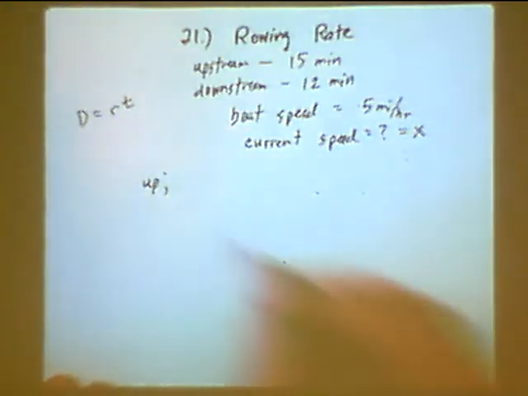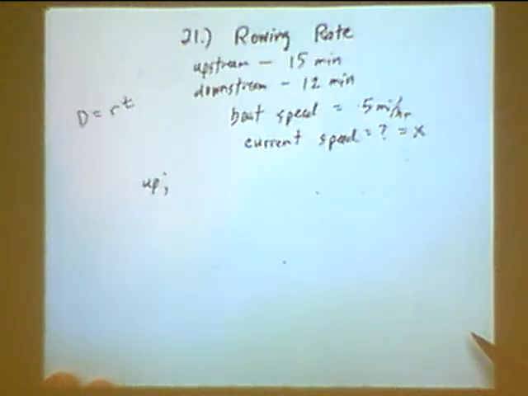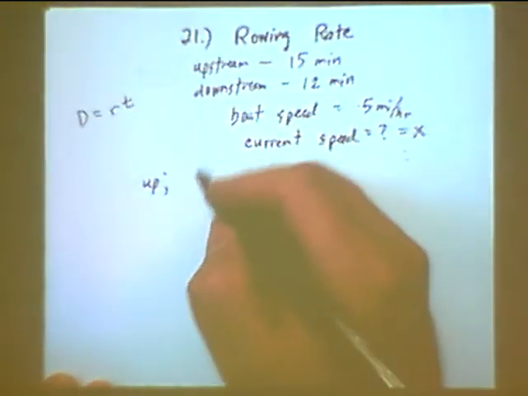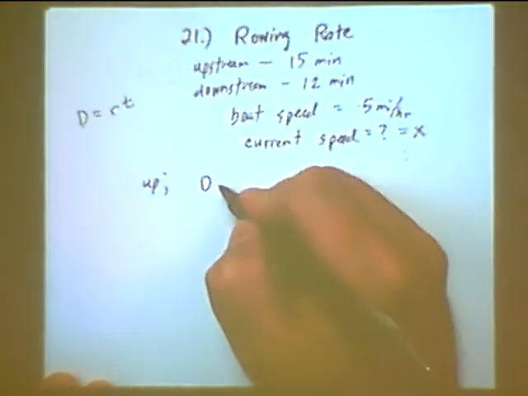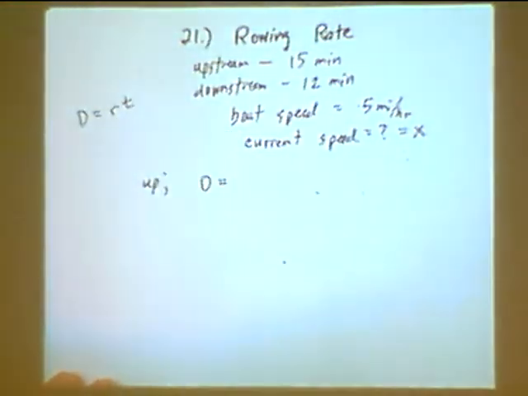So let's first look at when we're going upstream. Let's see, do we know the distance that he traveled when he went upstream? No, we do not. So I'll just call that D. I don't know what that is. Now, do we know the rate or the speed that he was going when he went upstream? Well, let's think about this. And here's the key thing for these sort of rowing problems. We know the boat speed is 5 miles an hour. If he was rowing in perfectly still water, he could go 5 miles an hour.